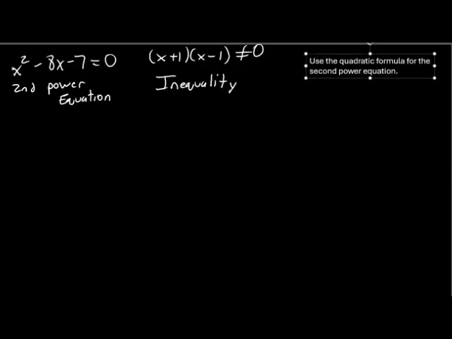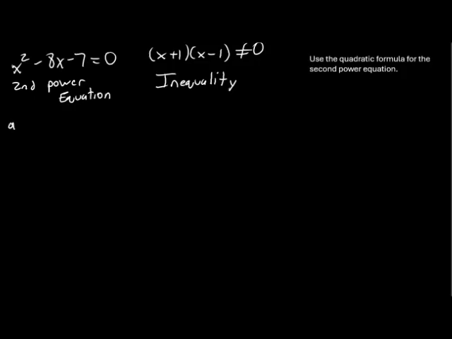Our x squared term has no number in front, so the a in our quadratic formula would be the invisible 1. The b would be the number in front of x, that's negative 8, and our c would be negative 7. We'll remind ourselves the quadratic formula is negative b plus or minus square root of b squared minus 4ac divided by 2a.